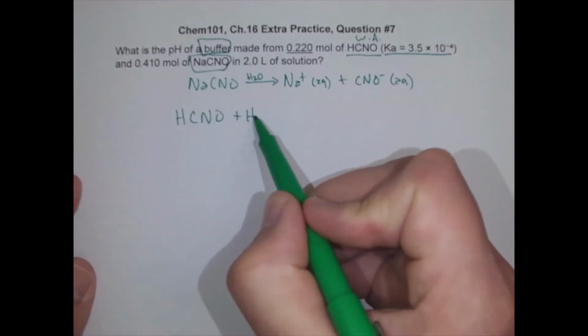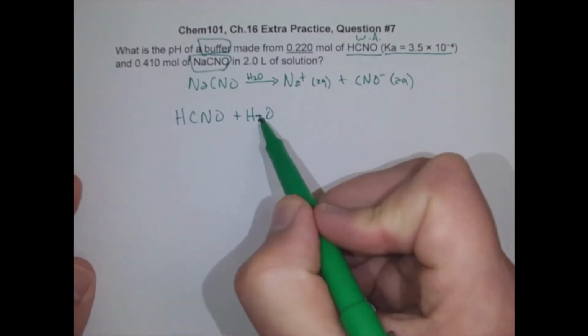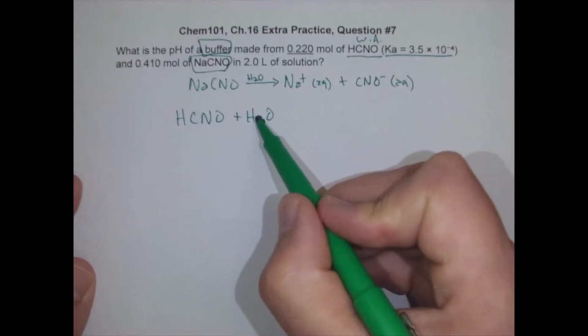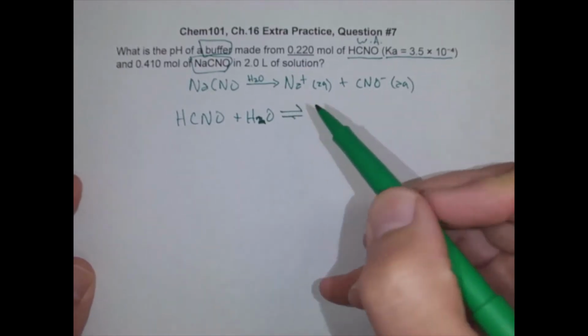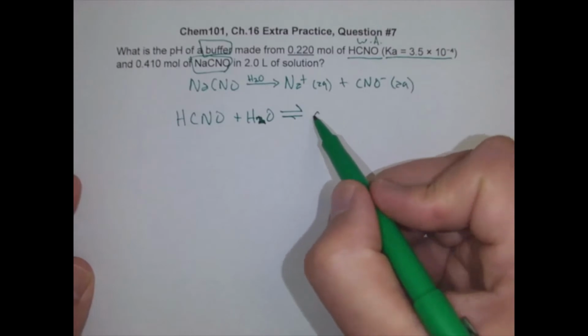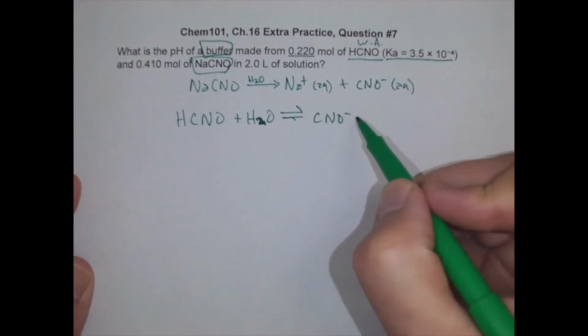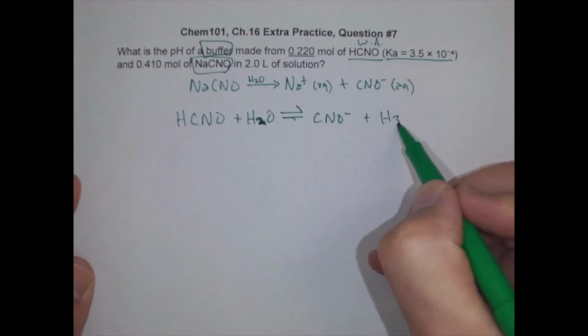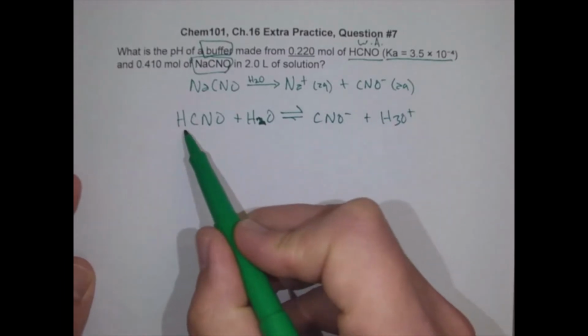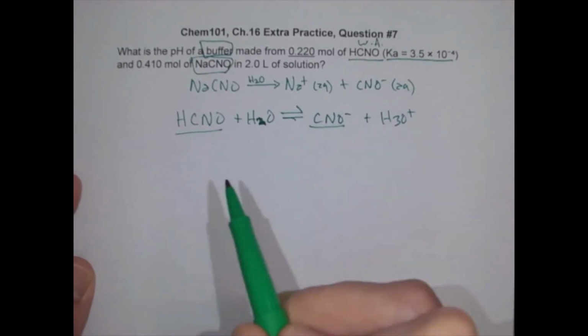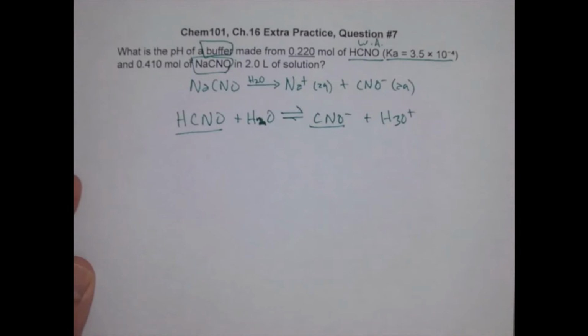So a weak acid, when it behaves like an acid, reacts with water, and it's going to do so in a reversible way to give me the conjugate base, CNO minus, and a hydronium ion. Okay, so there's my weak acid, and there's the conjugate base. And so I have a buffer.